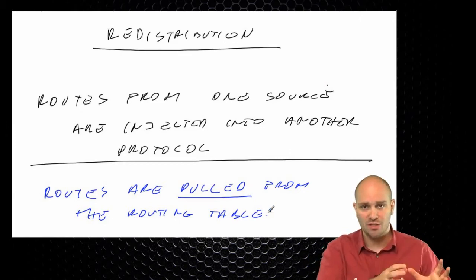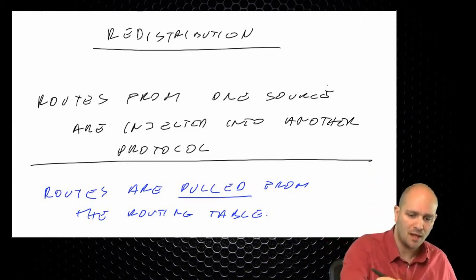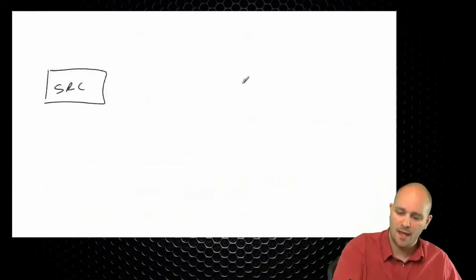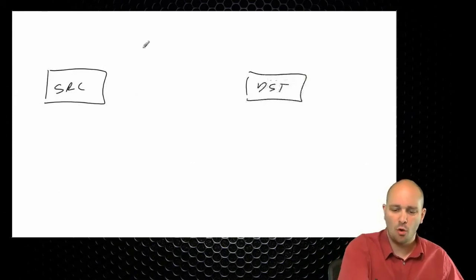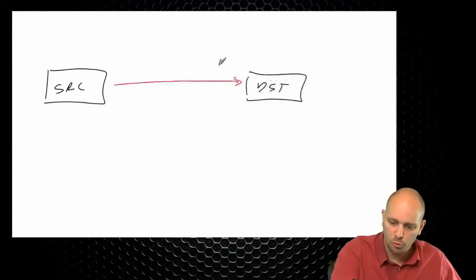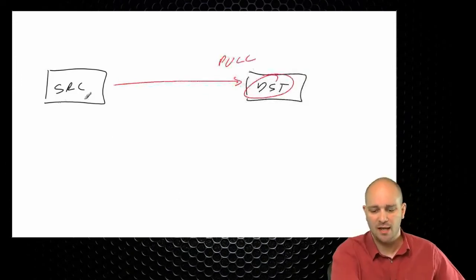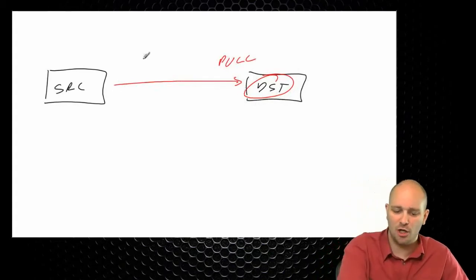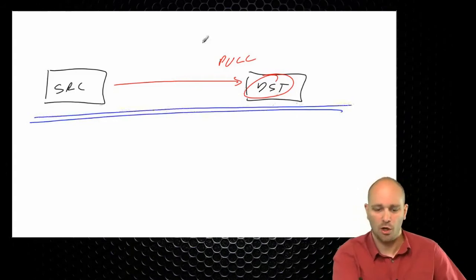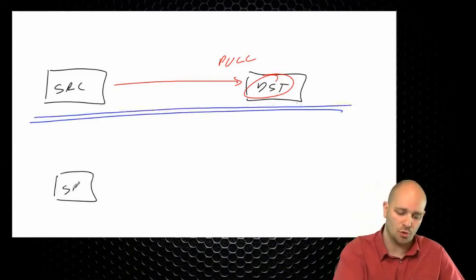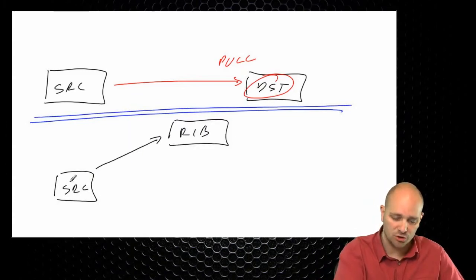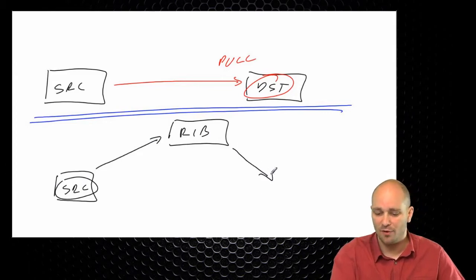So when you have source and destination routing protocol, and that's what you always have when you're redistributing, you always have the source of the route and you have the destination. You always pull the route. So you pull the routes into the destination from the source. This is not entirely correct, because the way it actually works is that routes from the source are actually inserted into the routing table with the reference what the source was, and then from the routing table they are actually pulled into the destination protocol.